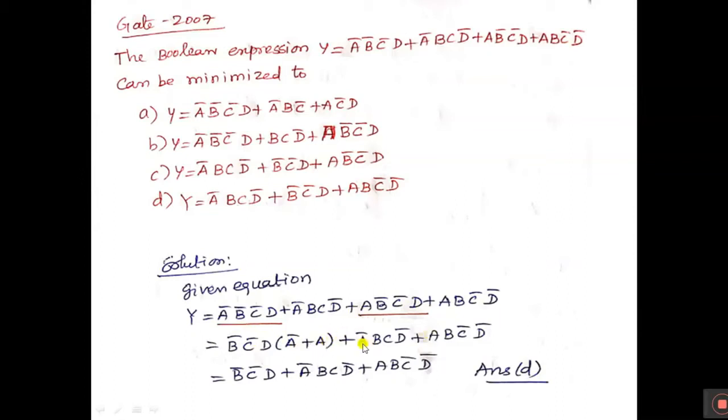So there is no need to reduce this equation further because only 3 terms are given. So the final answer is B bar C bar D plus A bar B C D bar plus A B C bar D bar. Whatever equation we are getting is similar to option D. So the correct answer is option D.